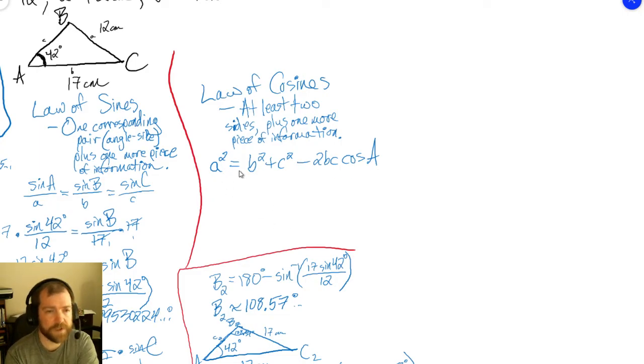Okay, for this, what we're going to get is that we had A, which was 12. We had B, which was 17, and we did not have C, so c squared minus 2 times B, which is 17, times C, which is just C, times the cosine of 42 degrees.